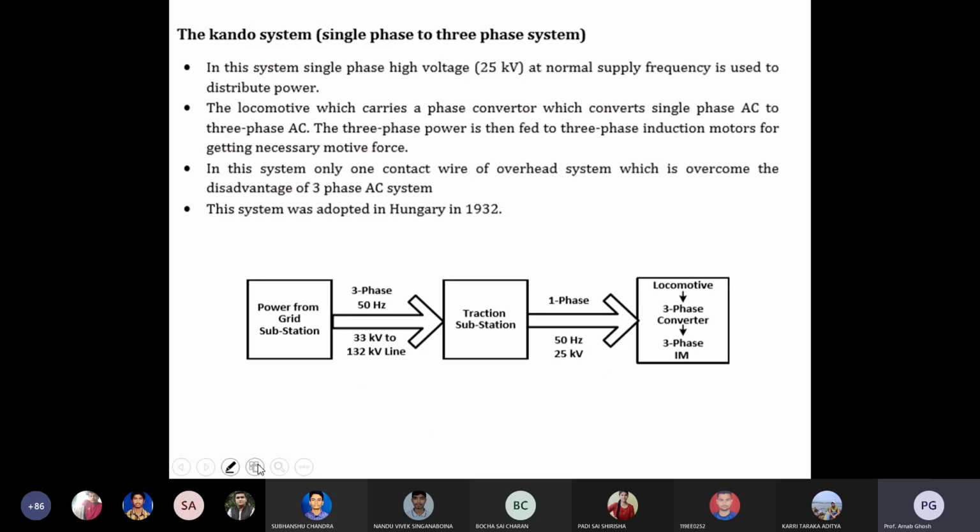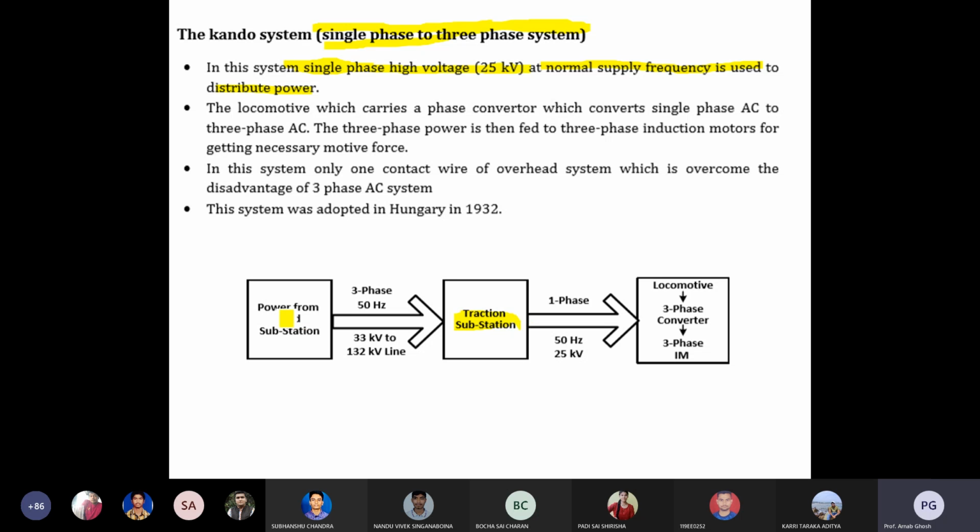The Kando system, single phase to three phase conversion, or vice versa. The single phase high voltage of 25 kV at the normal supply frequency is used to distribute the power. But where are you getting the 25 kV from? From a three phase system. So the Kando system we are talking about is a traction substation. At the end of the day, that is the system we are using.